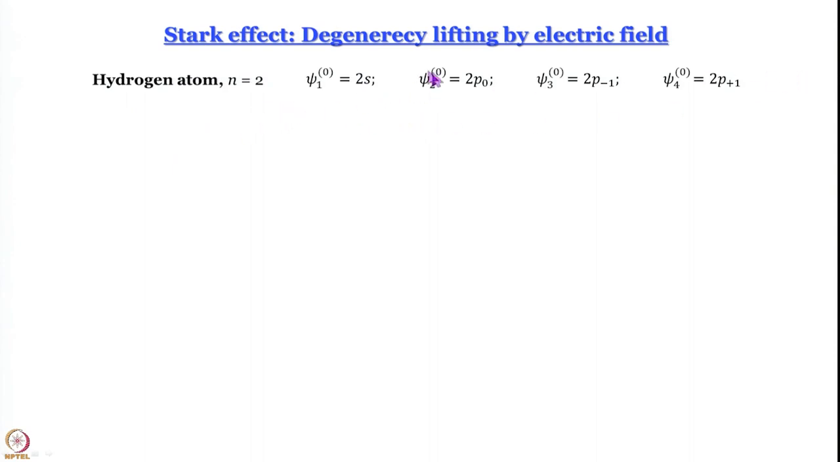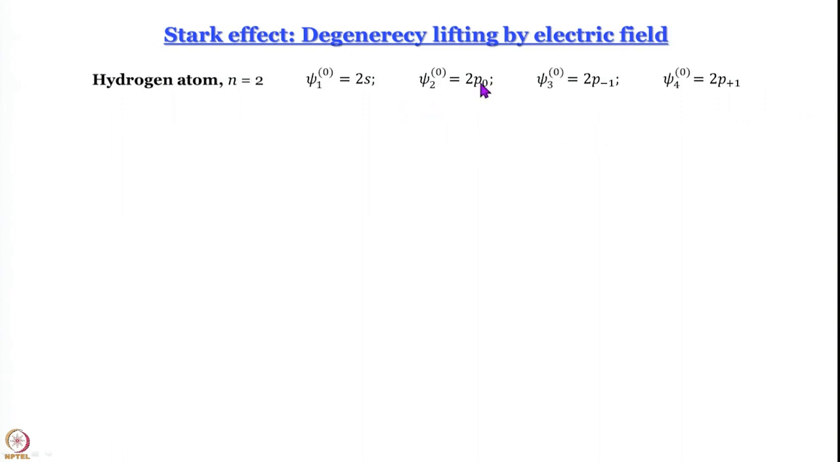The first wave function is 2s, second one is 2p0, third one is 2p minus 1, fourth one is 2p plus 1. And once again, even though it might have become a cliche, please do not forget 2p minus 1 is neither 2px nor 2py, 2p plus 1 is neither 2px nor 2py, but rather a linear combination of them. 2px and 2py are obtained by linear combinations of this 2p minus 1 and 2p plus 1 as well.